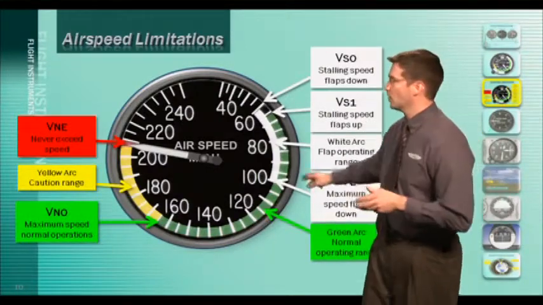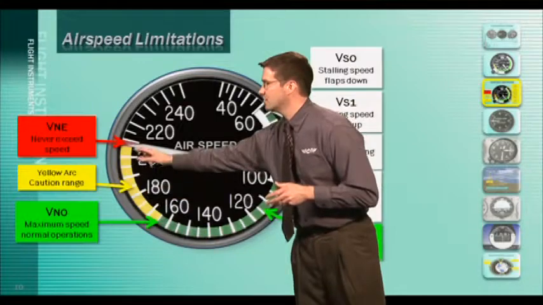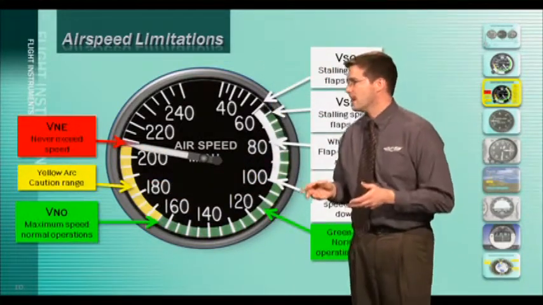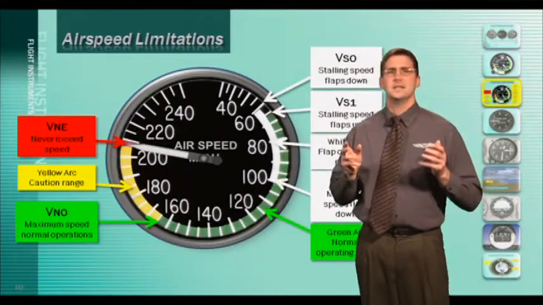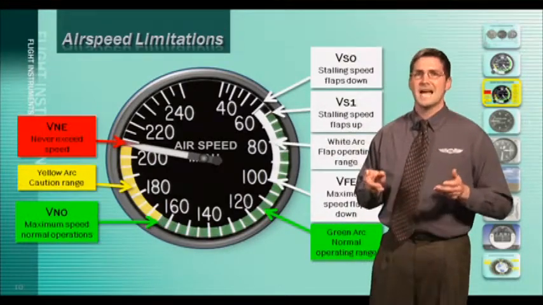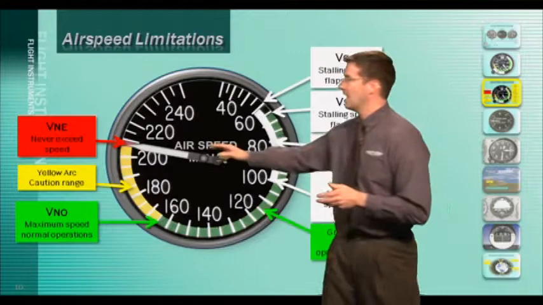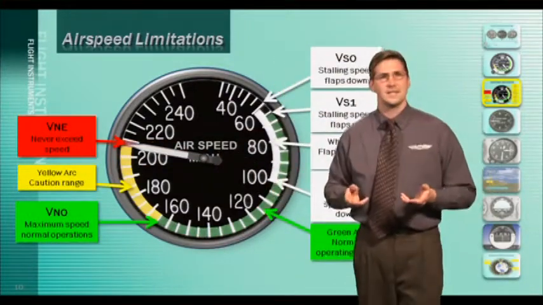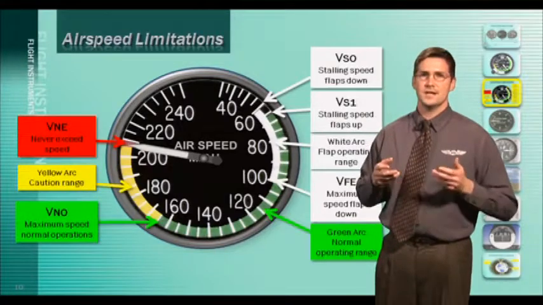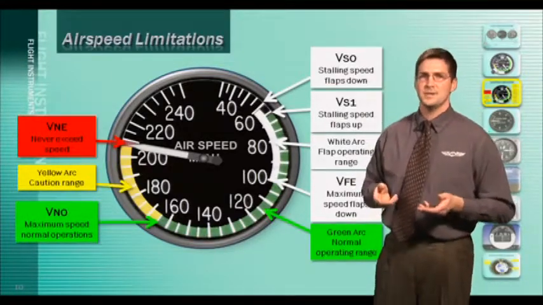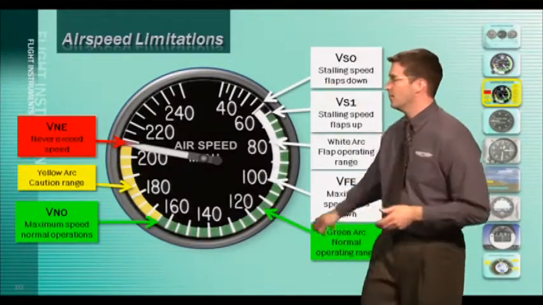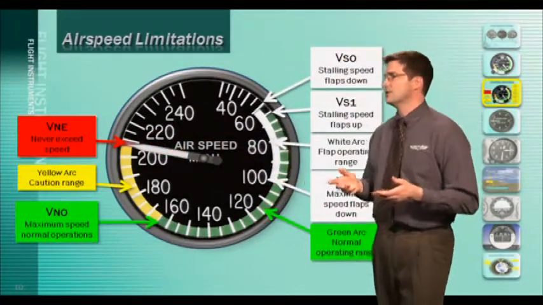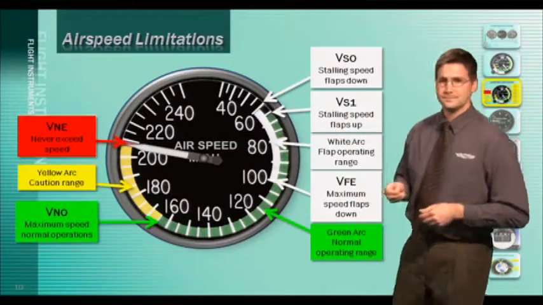Now, the yellow arc represents something called the caution range. Operating at airspeeds in this range requires caution, and you should only fly at these speeds in smooth air. At the very top of the yellow arc is a red line. We call this red line VNE. Now, the V again stands for velocity, N is for never, and E is for exceed, which means never exceed speeds above this red line. If you do, you risk the likelihood of structural damage to the airplane.